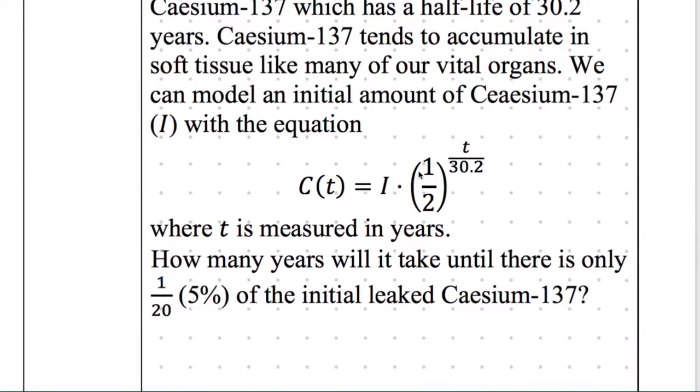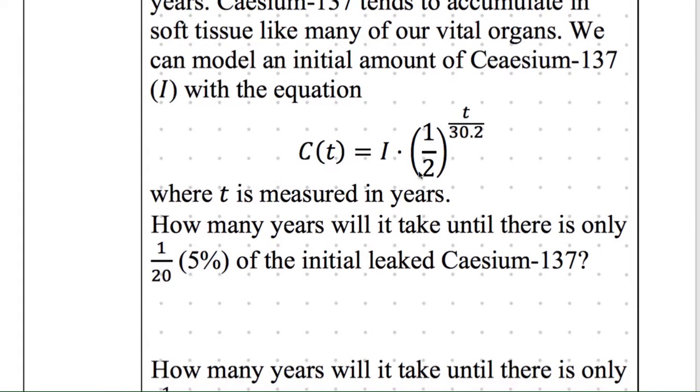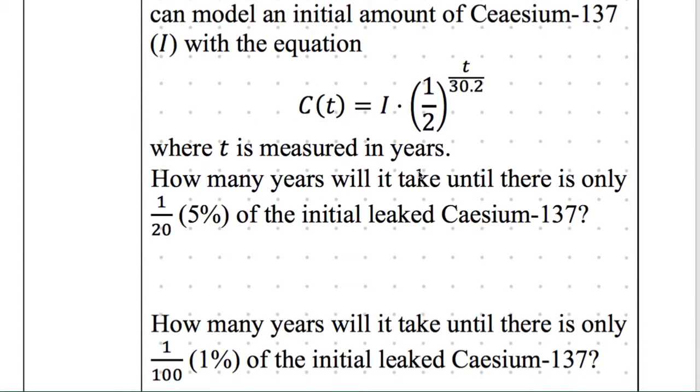So the half-life is 30.2. We're modeling it with a very similar function. T is now measured in years, not hours, not days, but years, right, James? So I want to know, and this is a slightly harder question than Khan Academy will ask you, but I think it's more important: how many years will it take until there's only 1/5 of the initial leaked radioactive cesium?